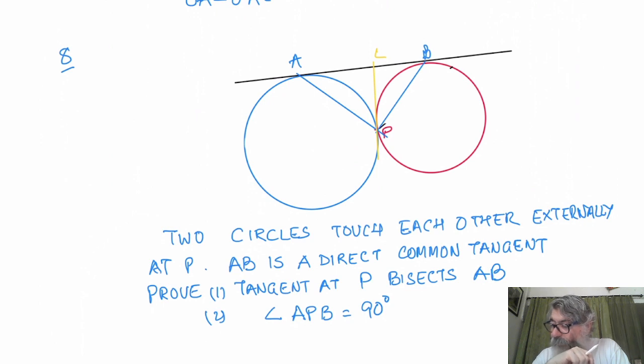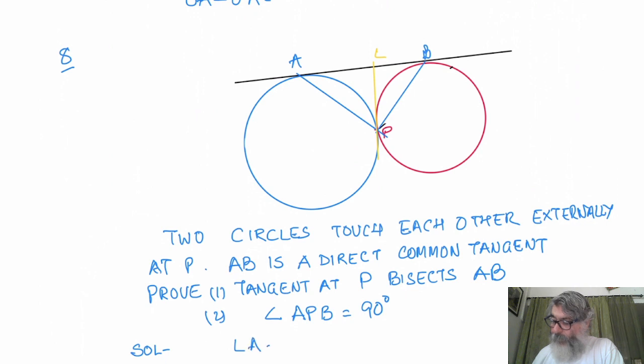What we have to prove is, number one, that the tangent at P bisects AB. That means I have to prove AL is equal to LB. AL is equal to LP. And another thing which I have to prove is APB is 90 degrees. Now, solution.